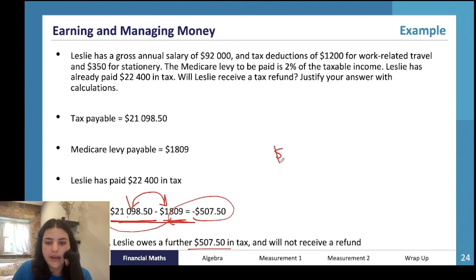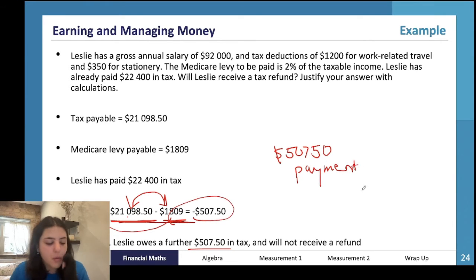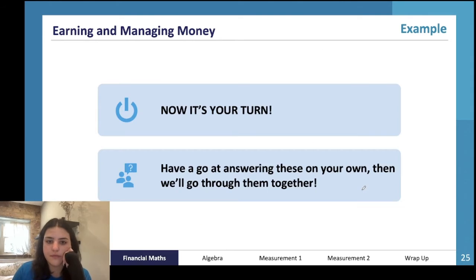You would want to write $507.50 payment, and then you can even indicate right under that, will not receive a refund. You don't want to leave any ambiguity for them to go, oh, did they really understand the question? Did they really answer it correctly? You want to be as specific as possible. So you want to indicate they owe a certain amount of money, they will not receive a refund.